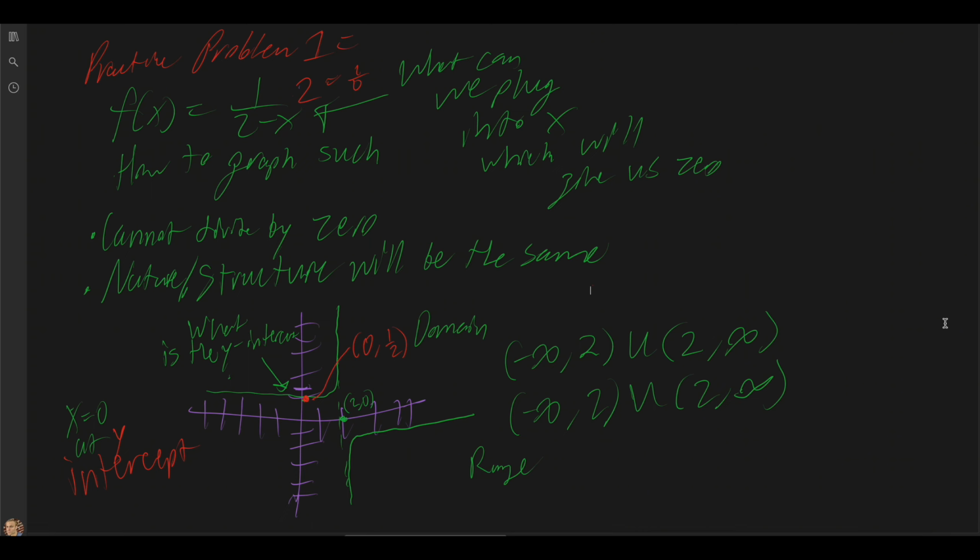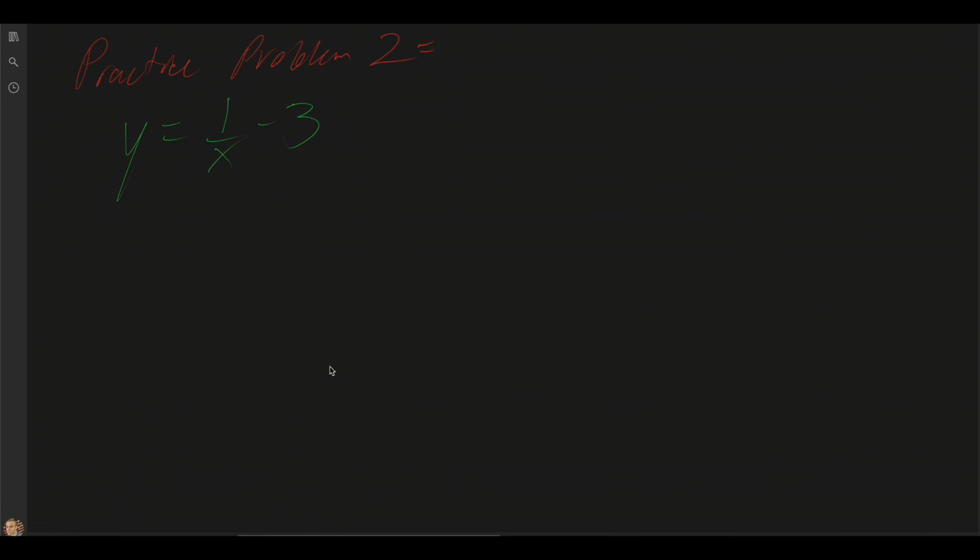Now let's head over to our second practice problem. Now, for our second practice problem, we're going to have our following function. y is equal to 1 over x minus 3, where in this case, we can actually just pinpoint our graph over here. We just need to figure out exactly where the reciprocal function will split.